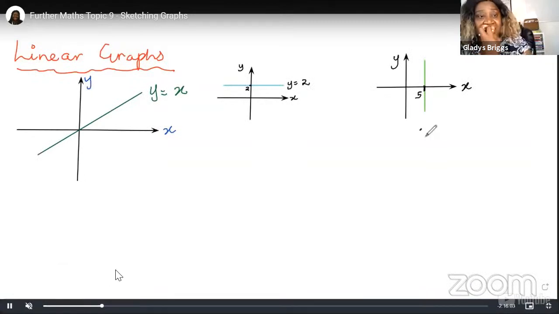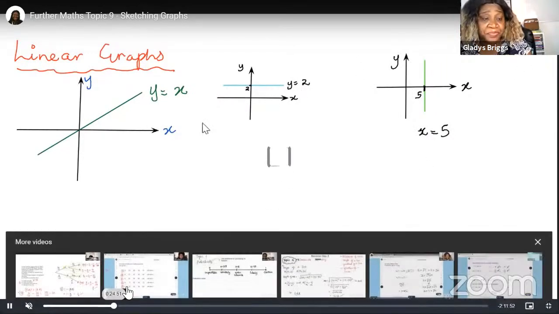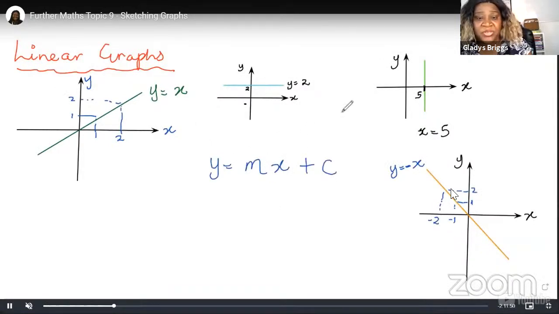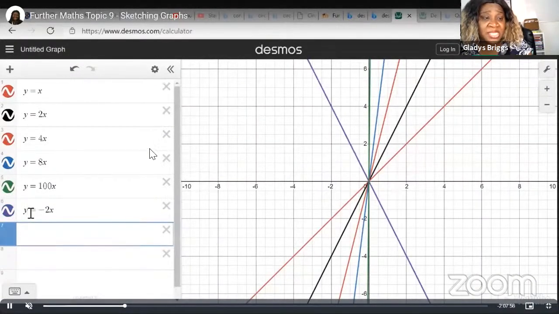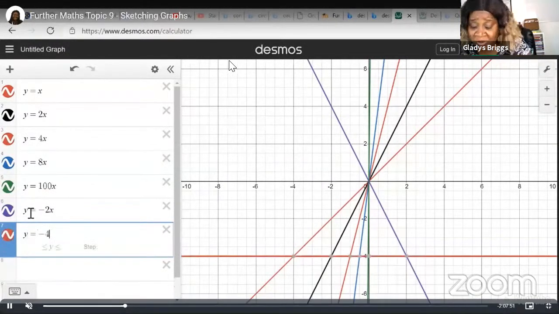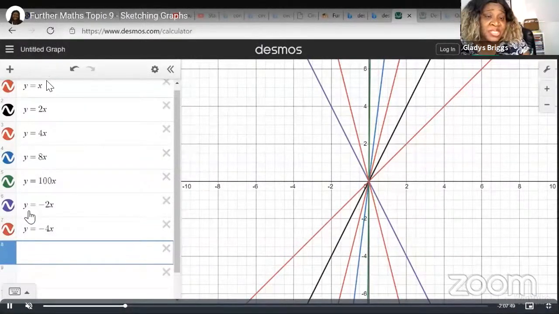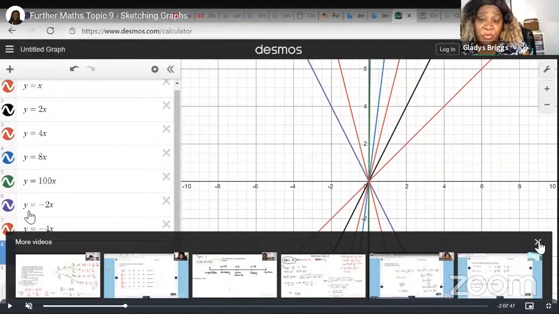And also, we then looked at linear graphs in detail. I showed you y is equal to 2, y is equal to x, y is equal to a particular number, x is equal to a particular number. I showed you y is equal to negative x, and I told you about the general format of a linear equation, y is equal to mx plus c, and I did all the different transformations. I took you onto this website, which is Desmos, and I showed you all the different transformations and what they look like. I hope you remember that.